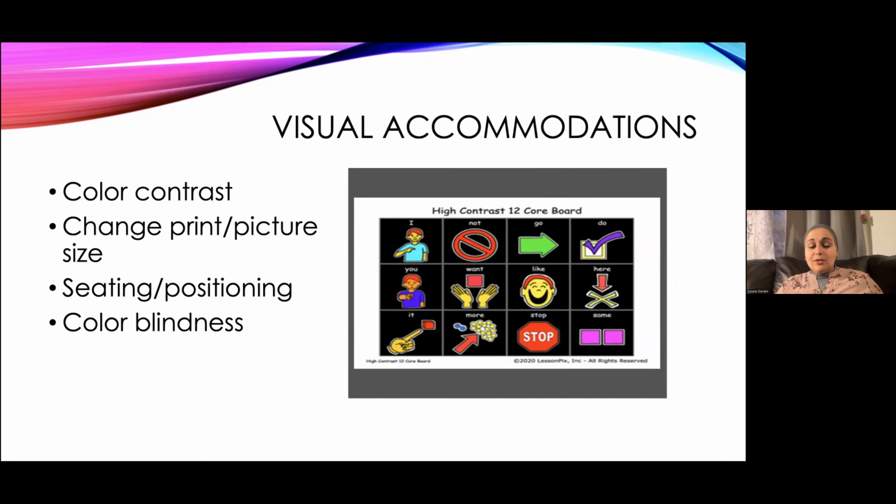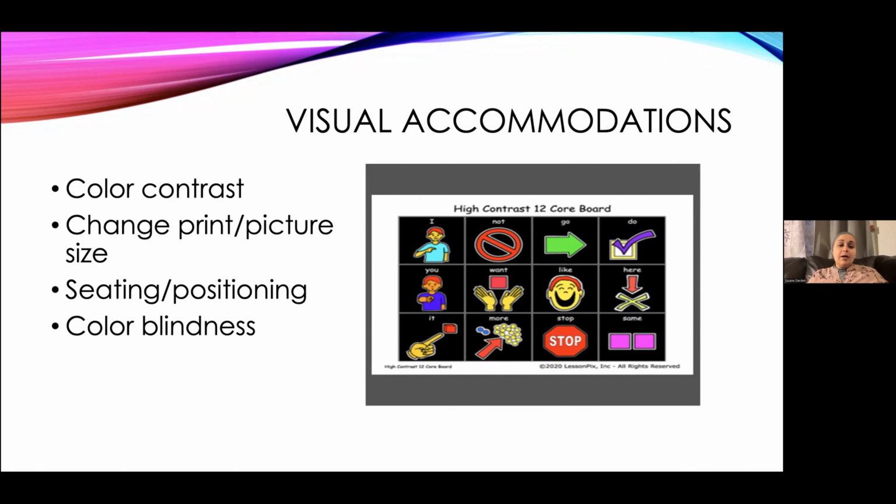Some visual accommodations that we can do is color contrast. So like this is a high contrast board. You can use high contrasting colors. There are also boards for students who have color blindness, and you can literally look up their type of color blindness and it'll tell you what chart or what coloring is best to use with them. And you can accommodate by putting a blue background or, depending on their color scheme, what they can see. You can change the print or picture size.